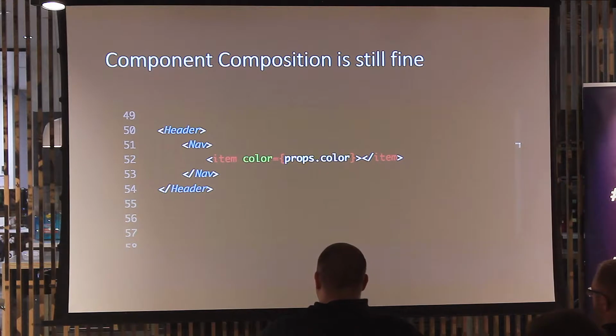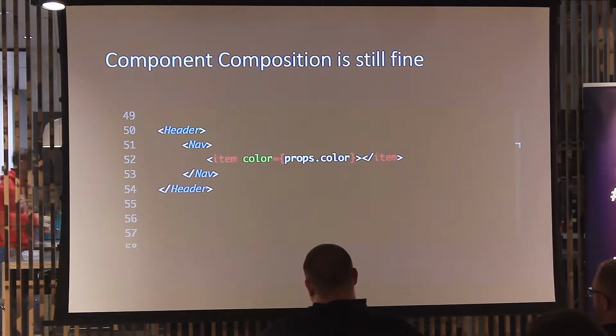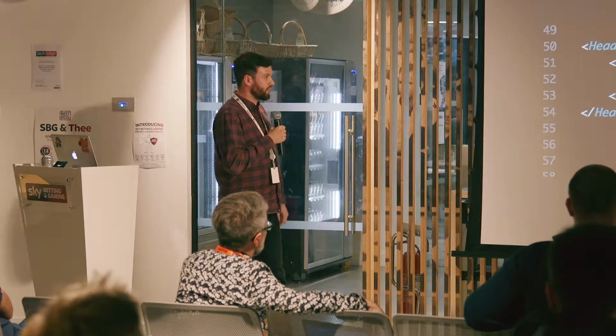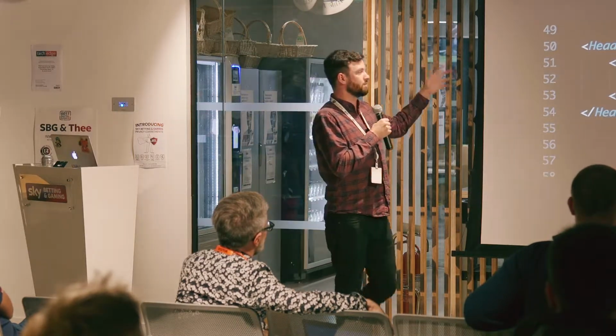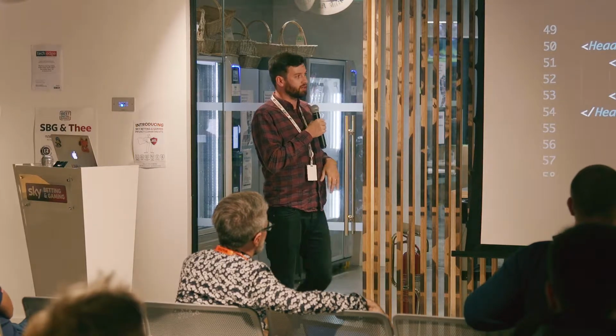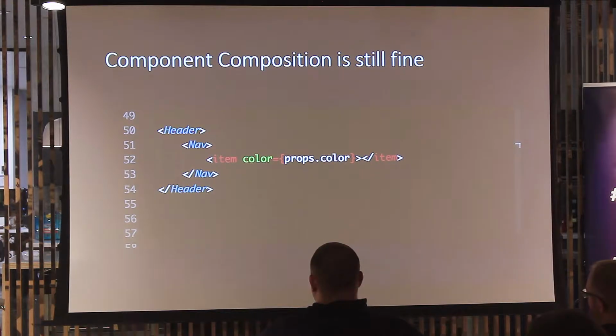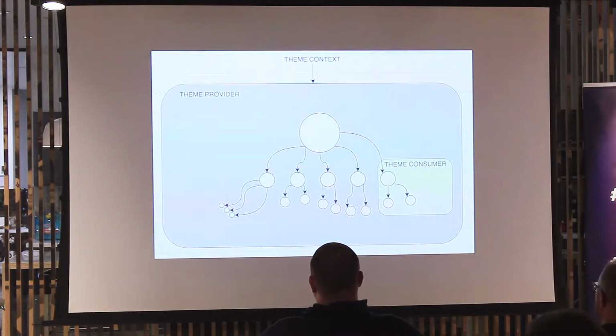This is still okay. So I think one thing that's really easy to do when these sorts of things come out, we heard about hype earlier, you think, yes, a new tool, I can use it for everything. It's still fine to compose your components like this. Just because I need to get my color down to a child component, it doesn't mean I need to use context. In this scenario, I just stick it in there like this. Keep it simple, basically.